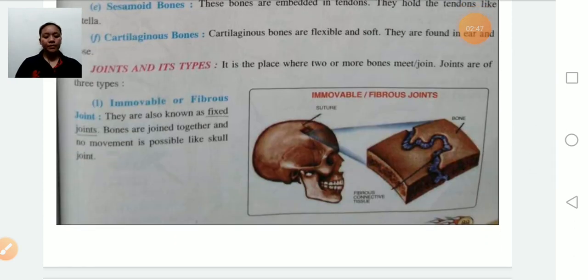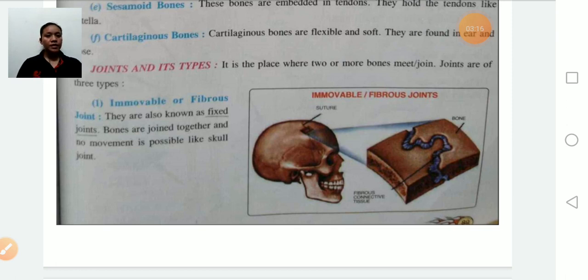Joint and its types. A joint is the place where two or more bones meet or join, and joints are of three types: immovable joints, slightly movable joints, and freely movable joints.